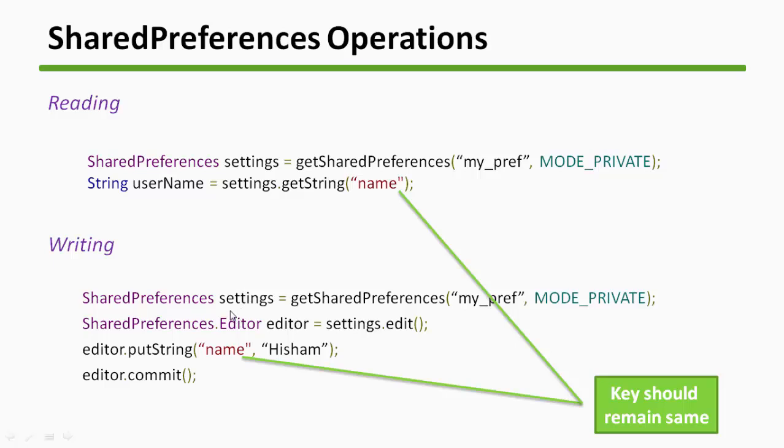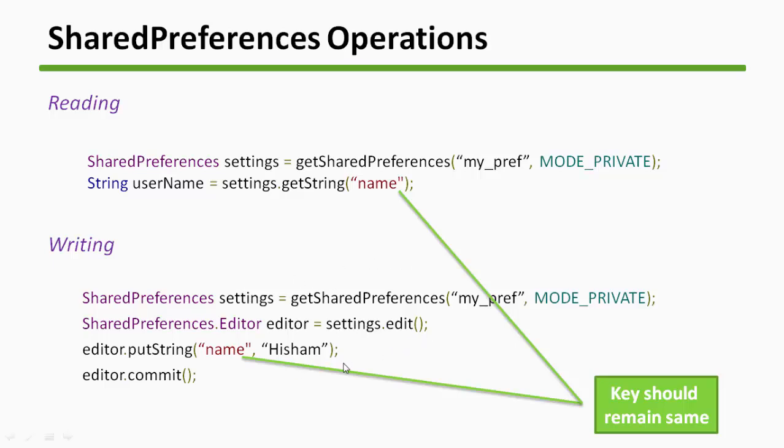Now writing is a little different. The first line is exactly the same as the reading, but for writing you need an editor. You simply call SharedPreferences.Editor editor = settings.edit, and using this editor you can put the key value pair inside the file. So editor.putString, and you put the key name and whatever value you want to put. And lastly, make sure that you write editor.commit. If you don't write the commit, the data will not be saved in the file. This commit makes sure that the file is saved.